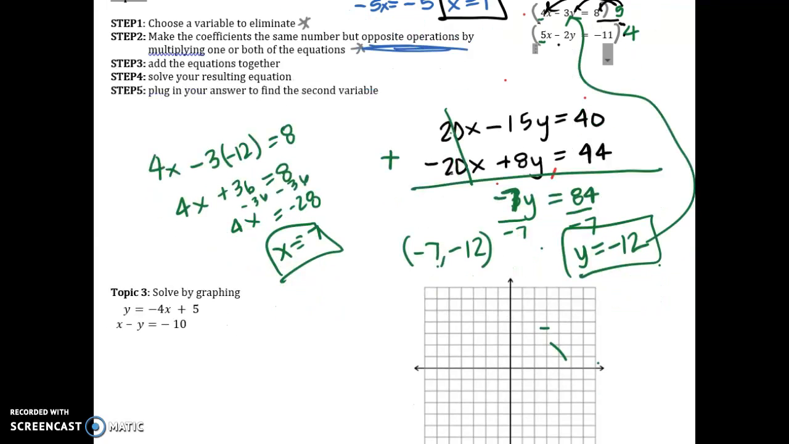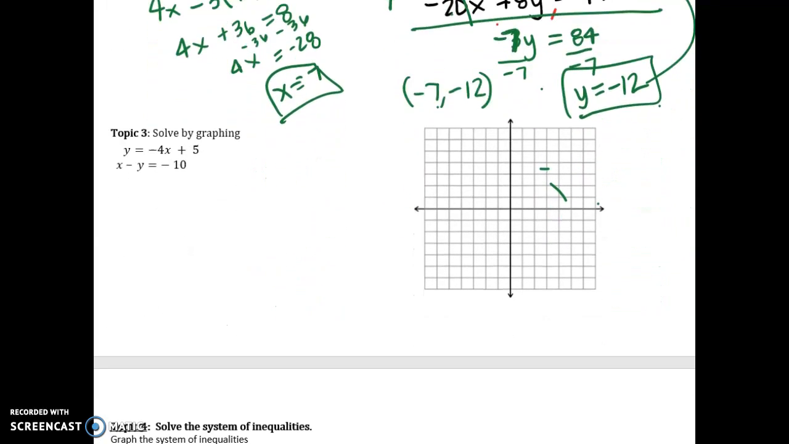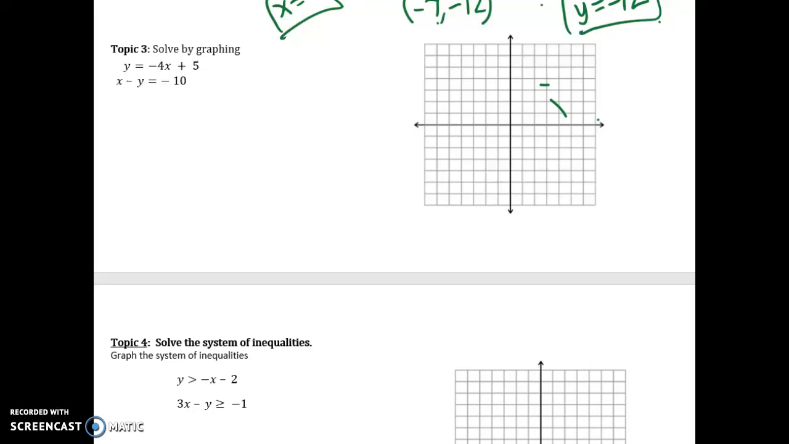Now, if you're not comfortable with substitution or elimination, you can always solve it by graphing. Graphing, again, if you're going to graph anything, it has to have a y by itself. So right here, you have -4x plus 5. So that one already has y by itself. So plot your b at 5. 1, 2, 3, 4, 5. And then your slope is down 4. 1, 2, 3, 4 over 1.